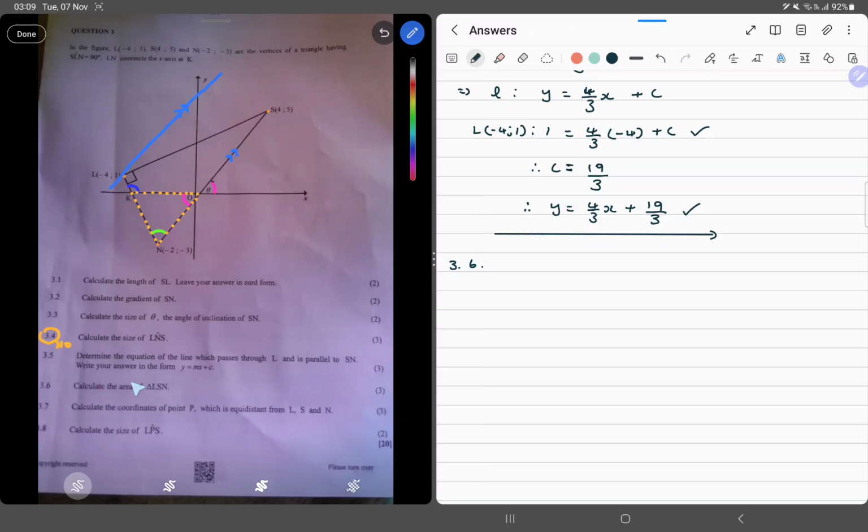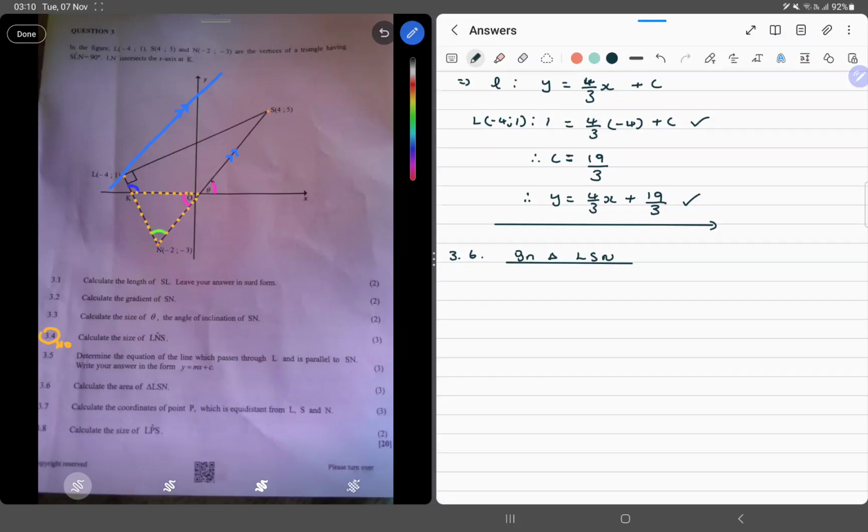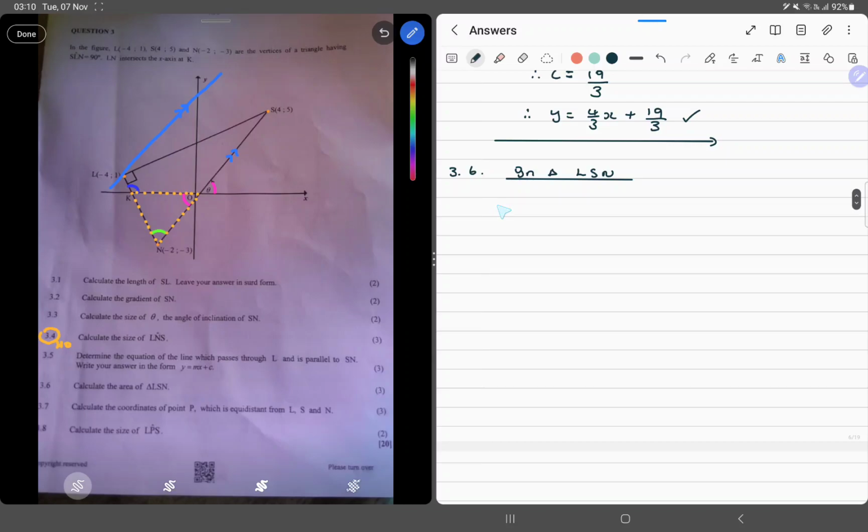3.6, we're told to calculate the area of triangle LSN. Okay, so we can see that this side is drawn perpendicular to that side, and we've already calculated LS, so that means we just need the height LN. So we can just say in triangle LSN, we know that we are supposed to find LN, which is equal to the square root of x at N minus x at L, all squared, plus y at N minus y at L, all squared.